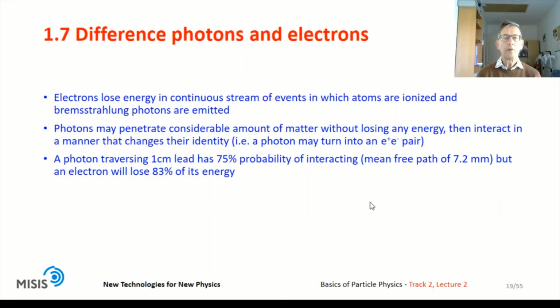Finally, the difference between photons and electrons. Electrons lose energy in a continuous stream of events in which atoms are ionized and bremsstrahlung photons are emitted. Photons can penetrate matter a considerable distance without losing energy and then interact in a way that they completely change their identity. They become an e+ e- pair.